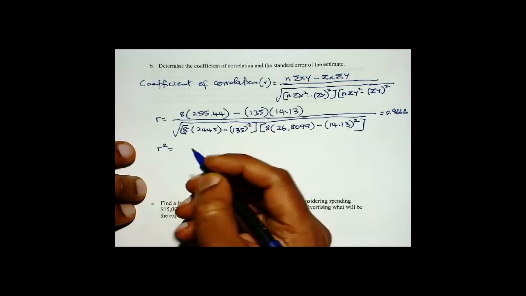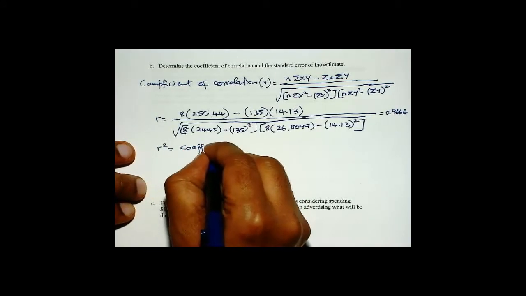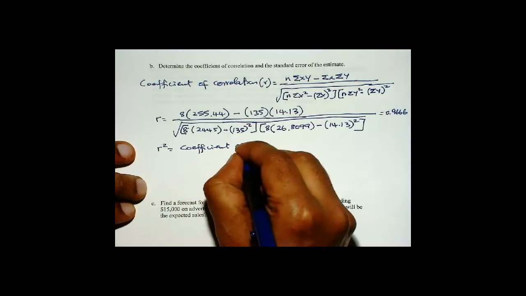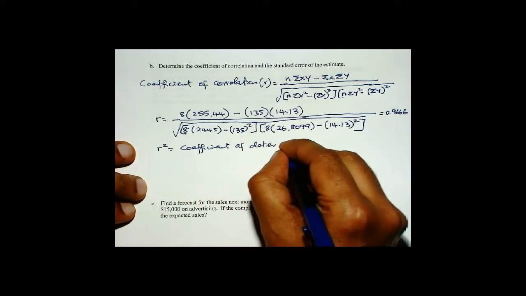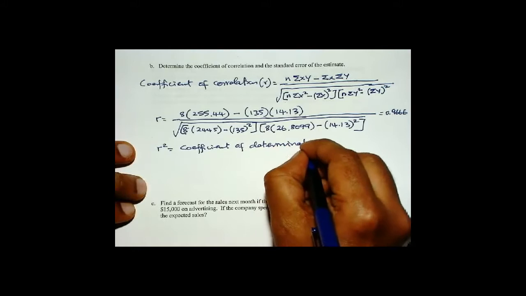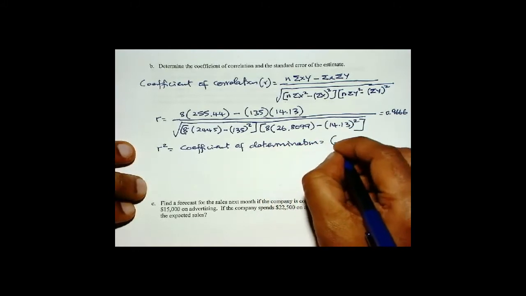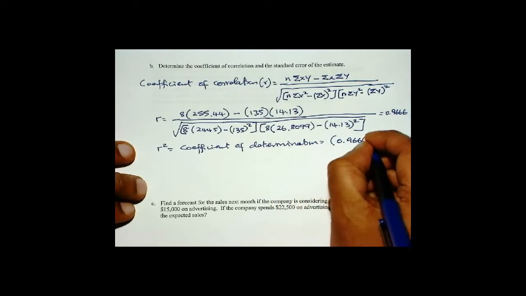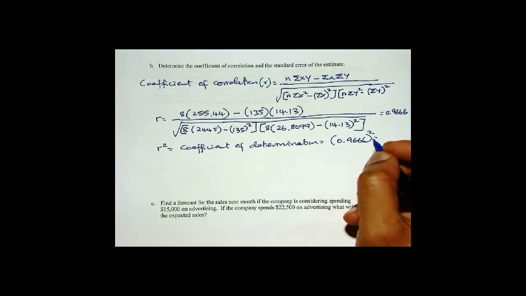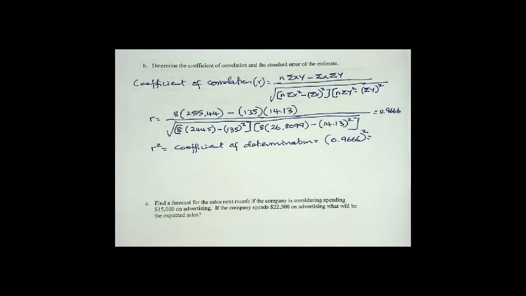Now when you square that correlation, what we get is the coefficient of determination. That is 0.9666 squared, which is equal to 0.9343.